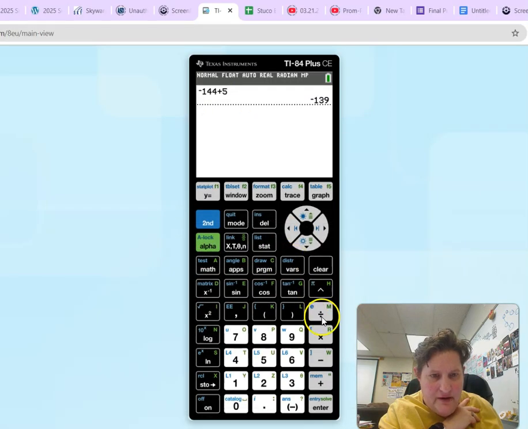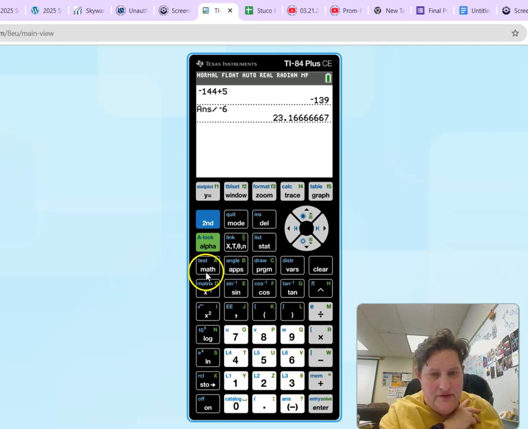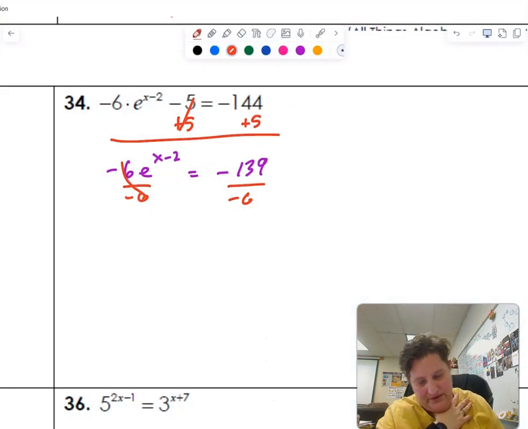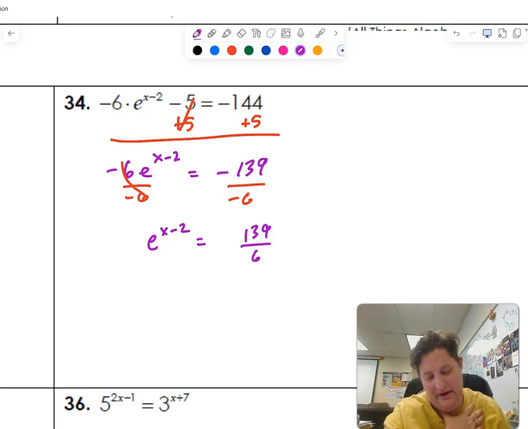Negative 139 divided by negative 6 is... Oh, that's yucky. Okay, well, that's fine. 139 over 6. Okay, great. So that just doesn't really divide. Okay, so e to the x minus 2 equals... I'll just leave that as 139 over 6 for now.